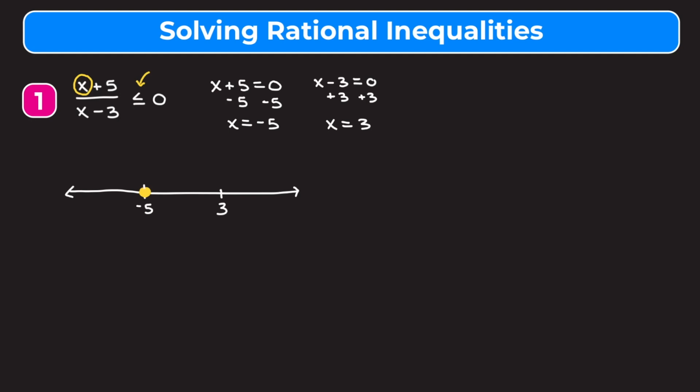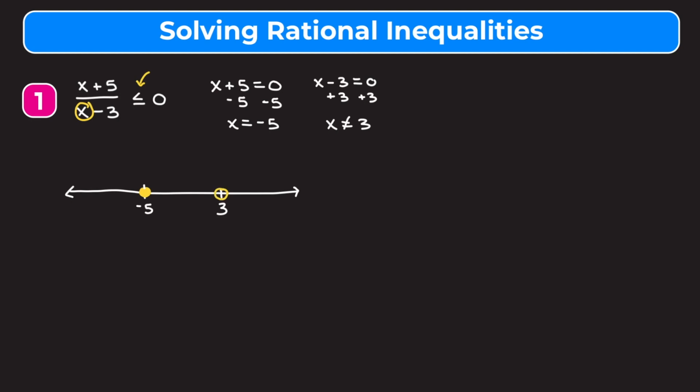Now we have to think about what happens if we plug in x equals 3. If we plug it into the denominator, it's going to make our denominator 0, and it'll make our numerator just a positive 8. If we have a 0 in our denominator, we get an undefined answer. So we cannot put a 3 into our inequality because it'll make our denominator 0. So we're going to put an open circle at 3.